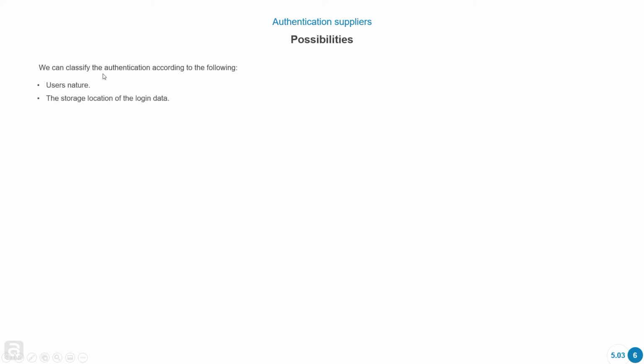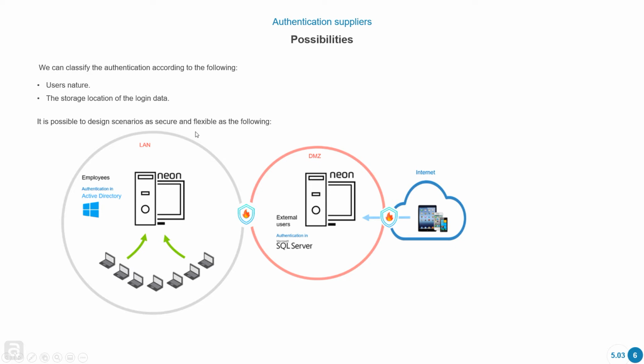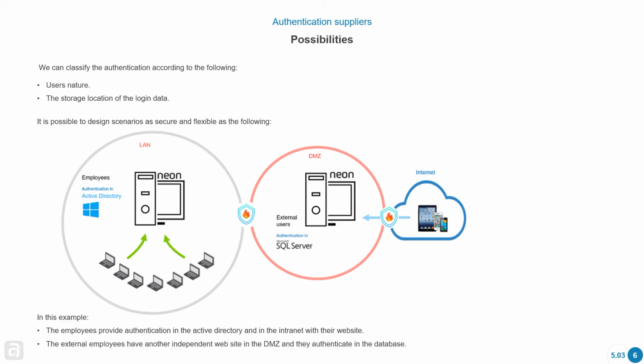We can classify the authentication according to the following: the user's nature and the storage location of the login data. It is possible to design scenarios as secure and flexible as the following. In this example, authentication of employees is in the Active Directory and in the internal network with their own website. As for the external users, they have another independent website in the DMZ.